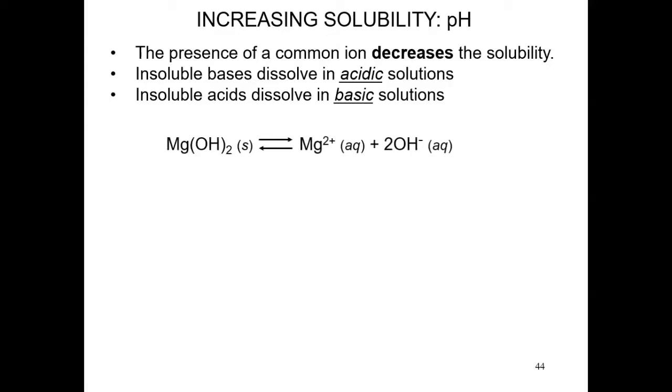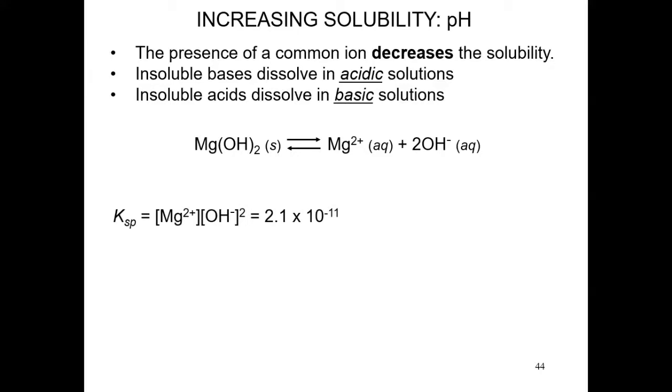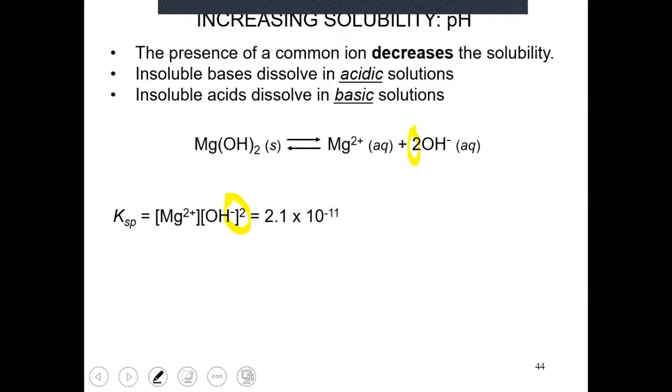So let's look at an example. Here is magnesium hydroxide, a slightly soluble compound that dissociates into magnesium and hydroxide ions. Okay, so let's play with this first of all. KSP would be the concentration of magnesium times the square, be careful, right? Don't forget those stoichiometric coefficients there, the square of the hydroxide ion concentration. And let's say KSP is 2.1 times 10 to the negative 11.